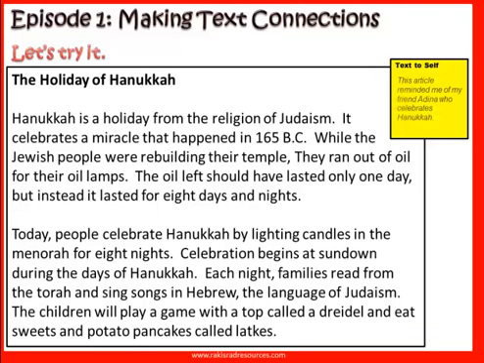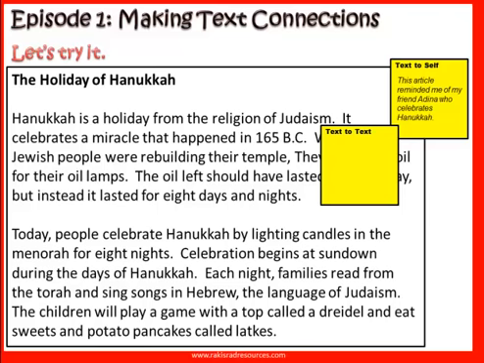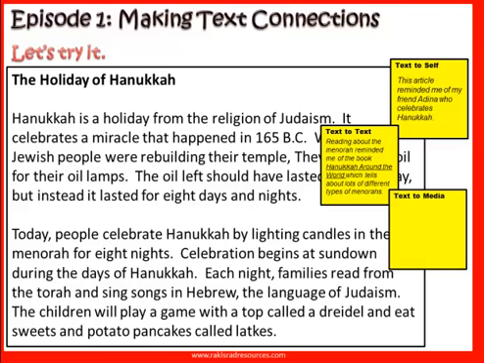For text to self, this article reminded me of my friend Adina, who actually celebrates Hanukkah. So while I don't celebrate it, I know somebody who does, and I know how nice she is, and that's a text to self connection. For text to text, reading this story, which mentioned the menorah, reminded me of a book that I've read to my class called Hanukkah Around the World, which tells about all kinds of different types of menorahs that they have in the different countries where people celebrate Hanukkah.